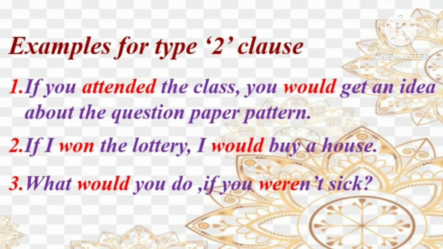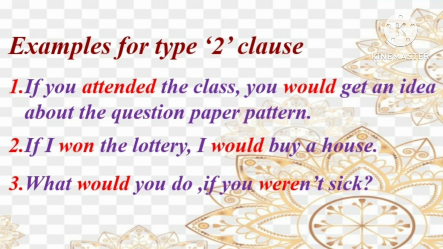Let us see the next example. If I won the lottery, I would buy a house. So won is simple past. So that's why we have to use the future past verb would here. If I won the lottery, I would buy a house. I think it is an interrogative sentence. What would you do if you weren't sick? Weren't is in simple past tense, that's why the future past verb would is used here.